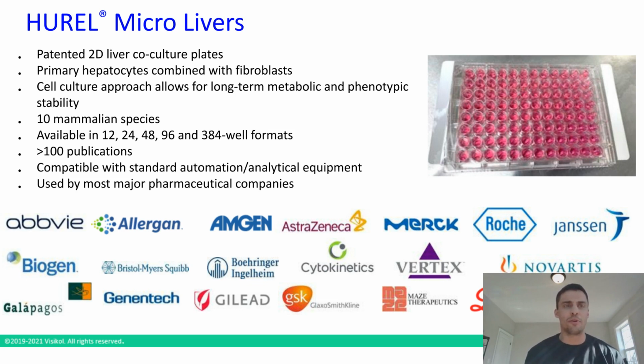So unlike a lot of other 2D cell culture platforms that are out there, this unique system allows us to have long-term metabolic stability compared to just plating hepatocytes on a simple plate like most researchers have done. This platform has 10 different species, so we're able to look at not just primary human hepatocytes, but also dog and cat and mouse and rabbit and a few others as well. It's been published in over 100 publications to date. It's compatible with standard automation and analytical equipment, and it's used by most major pharmaceutical companies for DMPK work as of today. So it's a very unique platform, really unique technology.